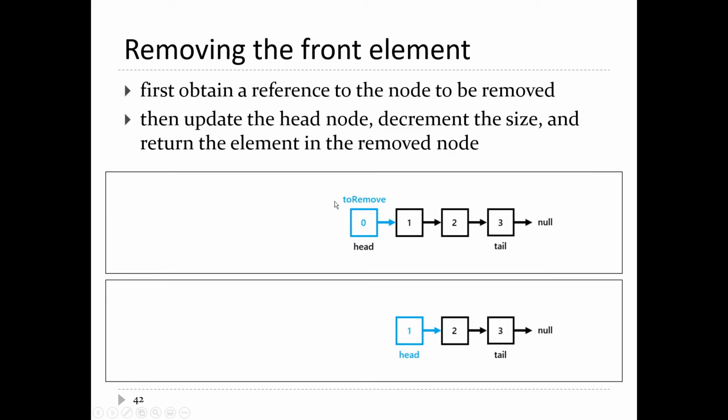To remove the front element of a list, you first obtain a reference to the node to be removed. So we're going to call the current head node toRemove. We're then going to update the head node so that the head node now points to the second element, or the second node in the list. We're going to decrease the size of the list by 1 and return the element that's sitting in toRemove.